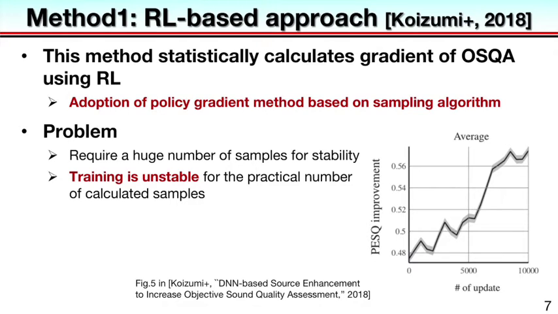The first method is the RL-based approach. This method statistically calculates the gradient of the OSQA using RL. In particular, it is the adaptation of a policy gradient method based on a sampling algorithm. The problems of this method are that it requires a huge number of samples for stability, and that training is unstable for a practical number of calculated samples.